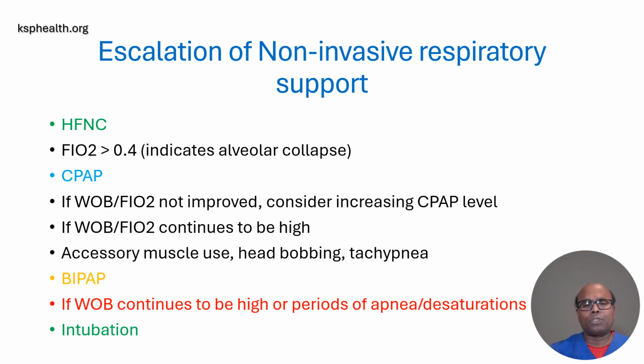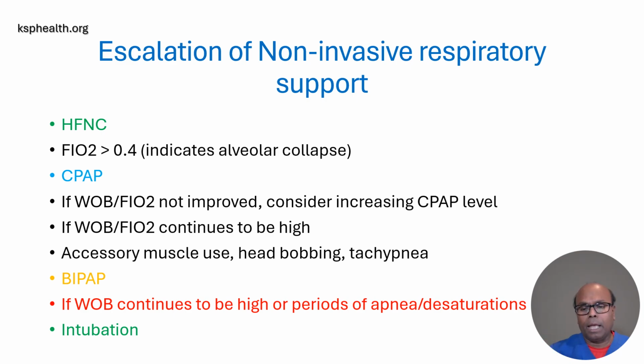How does the escalation of non-invasive respiratory support happen? When the patient has hypoxic respiratory failure of moderate or severe category, start with high flow nasal cannula. When the FiO2 exceeds 40%, that indicates alveolar collapse, then start giving CPAP to reduce the work of breathing and also improve the alveolar distension, thus decreasing the FiO2 requirement.